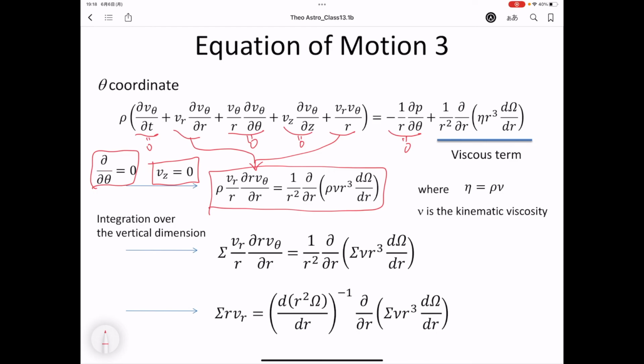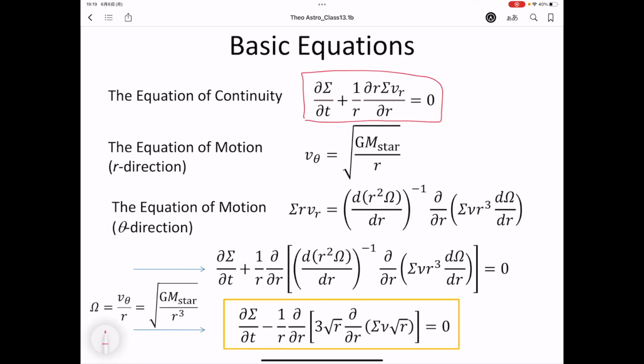Then we could integrate over the vertical direction, the z direction. Then rho is converted to sigma because v sub theta equals r omega. Then you can substitute this v sub theta into this equation. Then divided by this term, sigma r v sub r is expressed with r, sigma, nu, and omega. This is the equation of continuity.